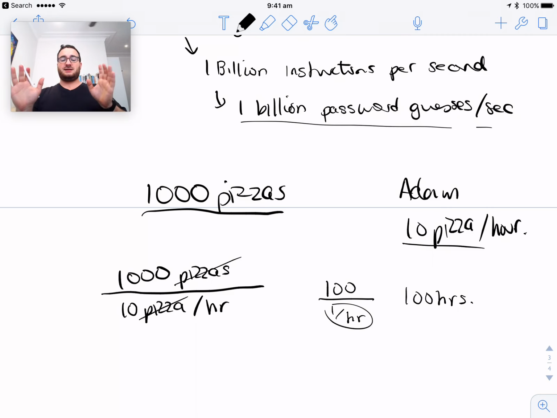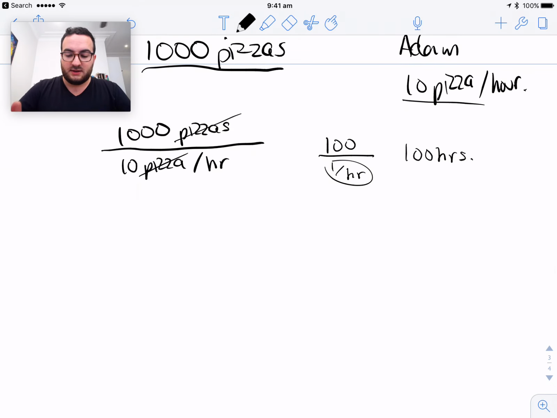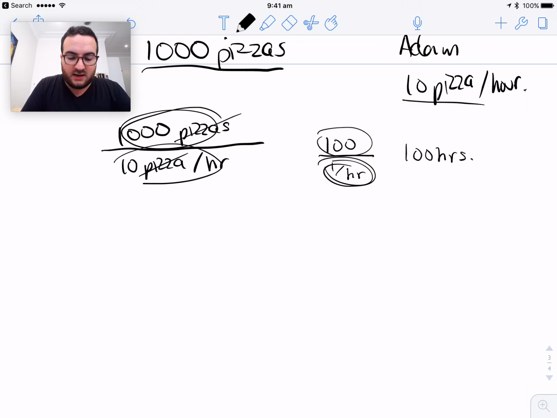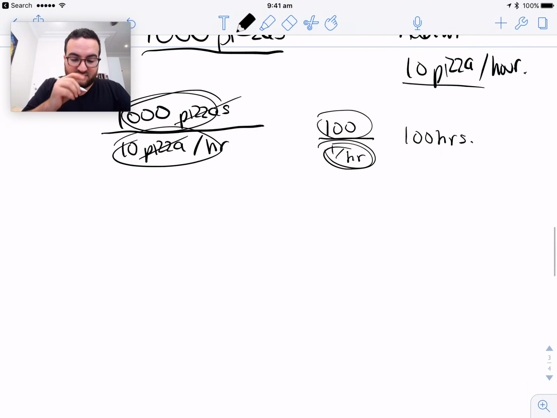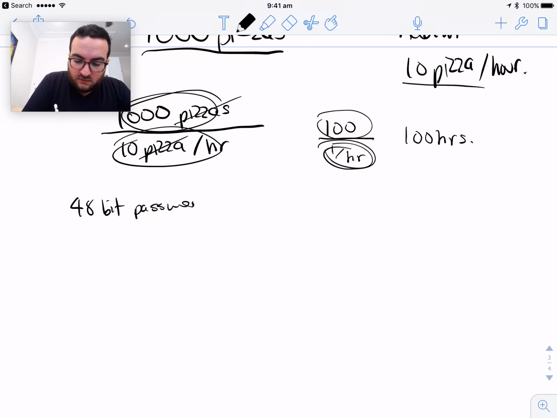So this is exactly like the security questions. It's how many you have and how quickly you can do them. So in the previous example, we said we had a 48-bit password. What that really means is there are this many possible password combinations. It means 2 to the 48 possible password combinations.